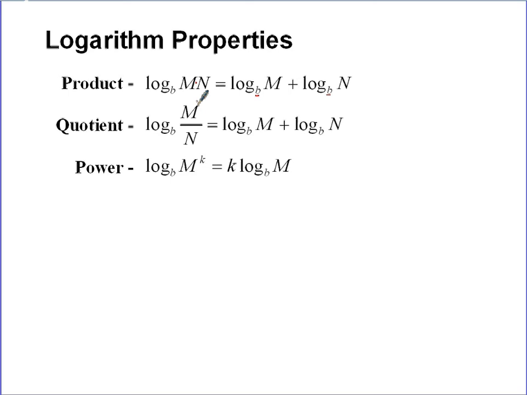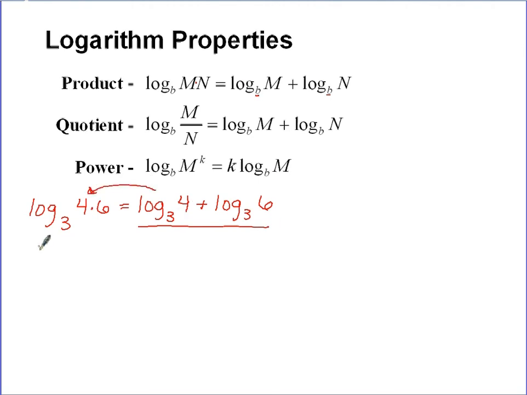So let's look at an example of that. If I have log base 3 of 4 times 6, I could rewrite that as log base 3 of 4 plus log base 3 of 6. And it goes the same way backwards. If I had this to start with, I could change it and rewrite it like this over here and actually write log base 3 of 24.